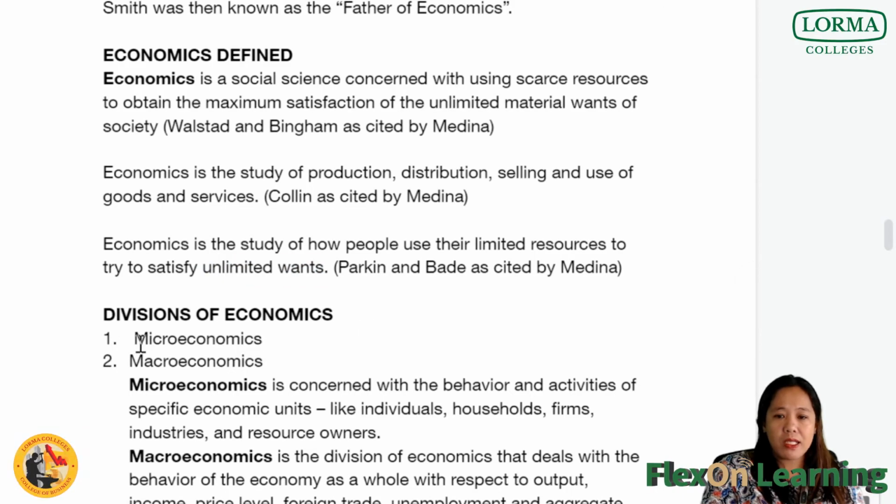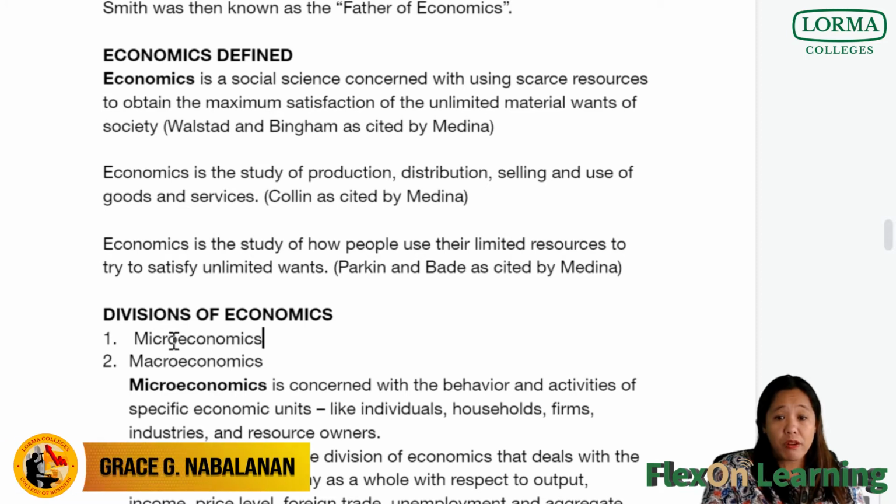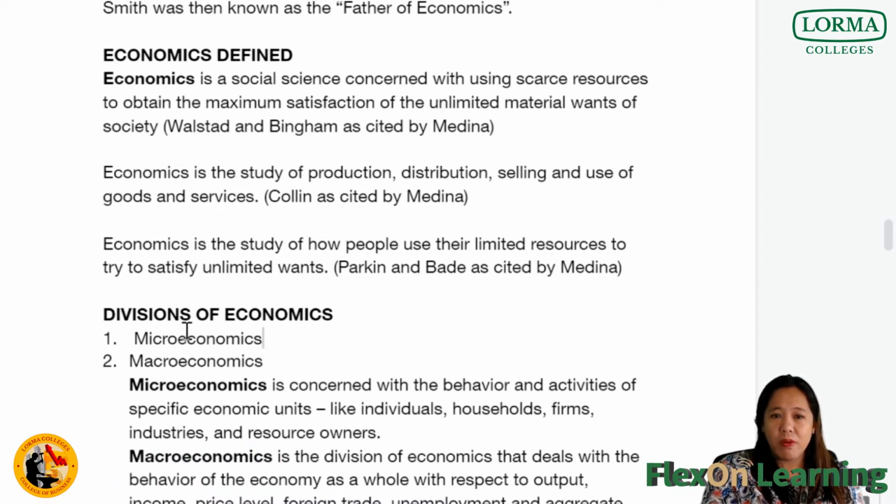So economics is being divided into two, micro and macro. Micro is small or tiny. So we are talking about individual or family economics here. When we say macro, we are talking about national and international economics.